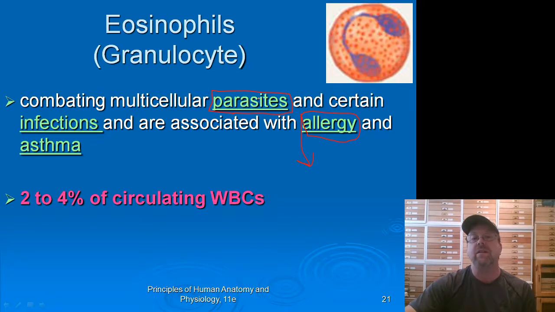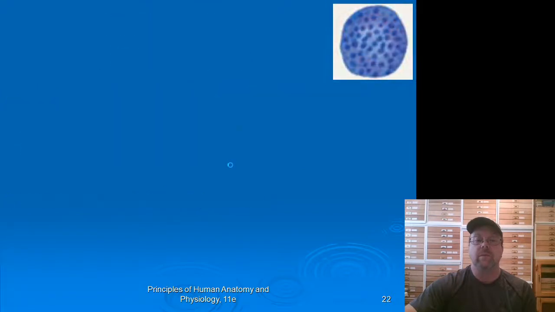And this can cause a huge problem. This is a very serious allergy that we call anaphylaxis. So if a person's going into anaphylactic shock, this is associated with that. Now, typically we don't have parasitic infections, so you don't see a lot of eosinophils in the circulating bloodstream, just 2 to 4%.